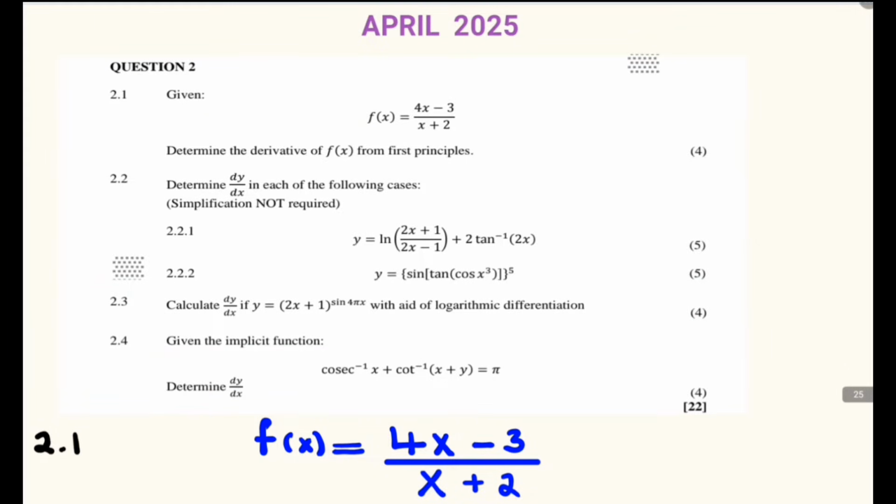My name is Bino. In this video, we go through question 2 from the April 2025 N5 Math question paper. Question 2.1, we differentiate the following using first principle.